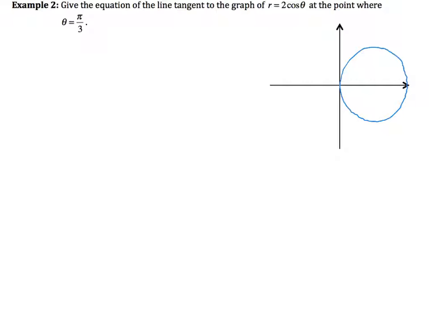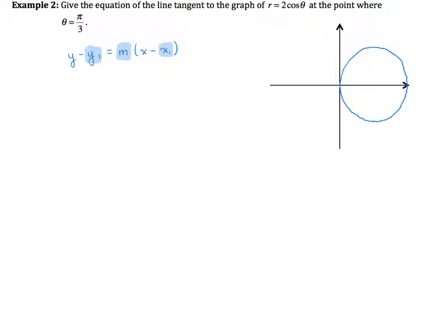All right, so give the equation of the line tangent to the graph of r equals 2 cosine theta at the point where theta equals pi over 3. Look, this is the equation of a tangent line. It's a line. It's got to have the equation of a line. So there's a few things we're going to have to fill in here. We're going to need the x and y coordinate at the point where theta equals pi over 3, and we are going to need the slope at that point as well. If we can fill in all of those things, we will be in good shape.